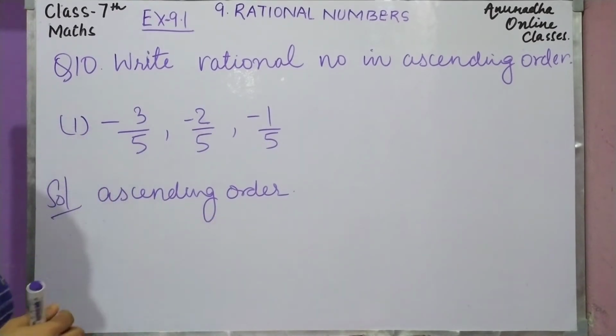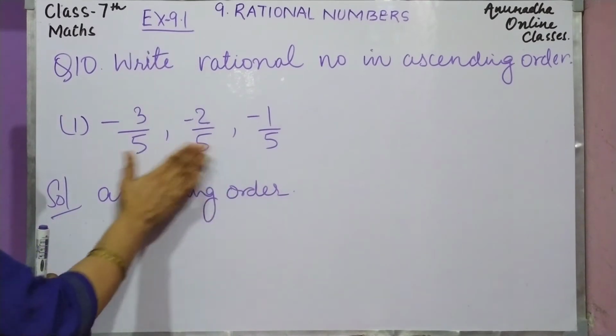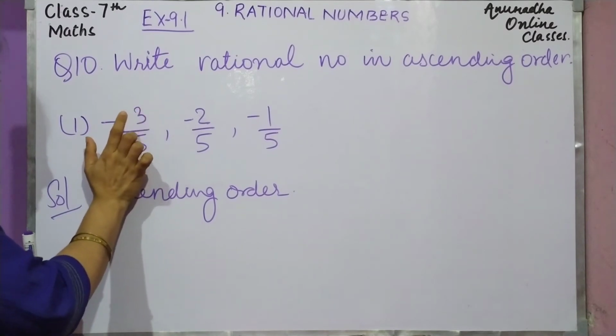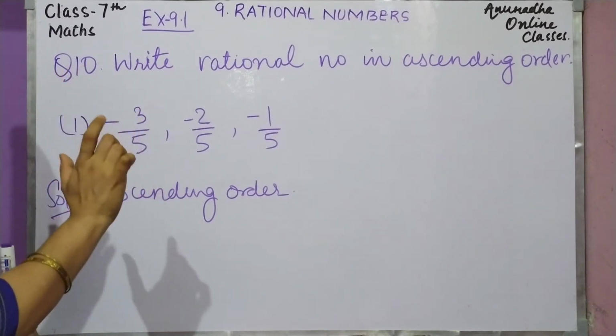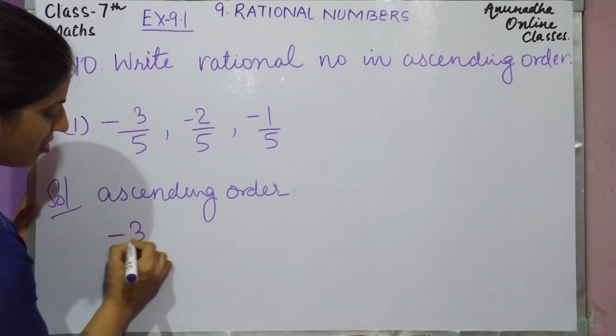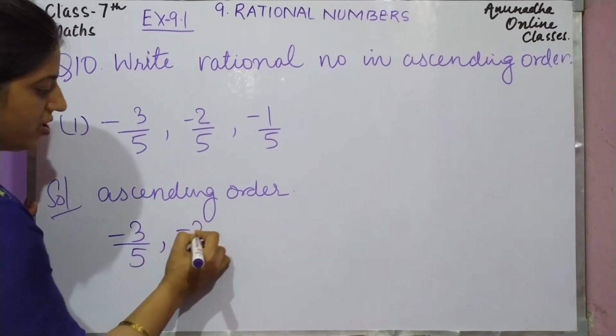Ascending order में हम क्या लिखते हैं? छोटे से बड़ा, smaller to bigger. So which is the smallest one? What we will see? Numerator. Greater the numerator of negative, the lesser the number. Okay, so this is what they have already written the answer. Yes, minus 3 by 5 is only the answer.